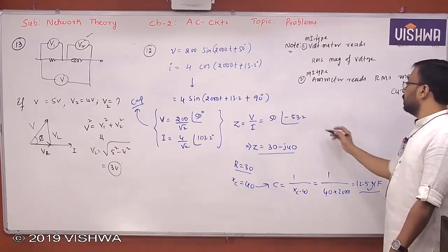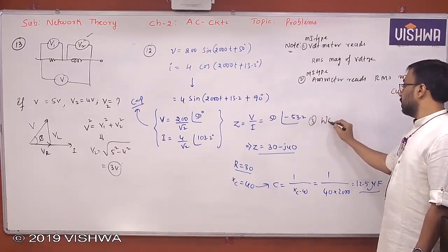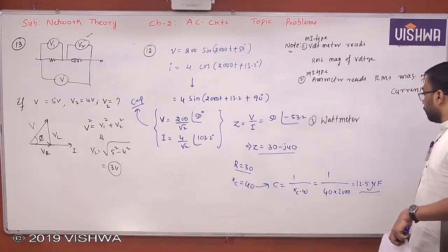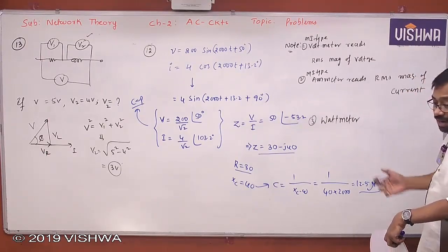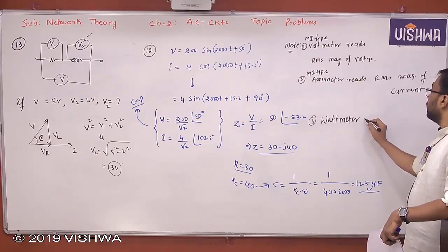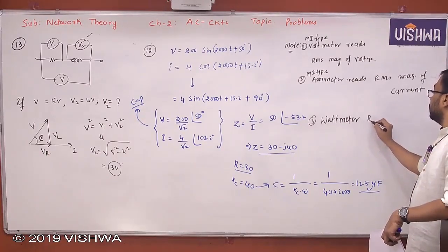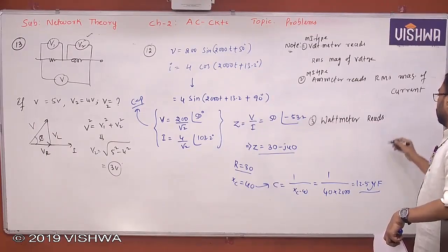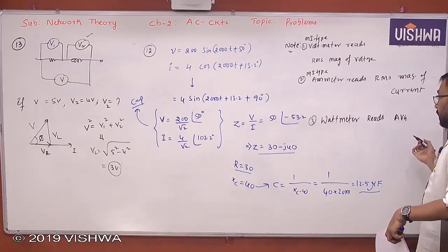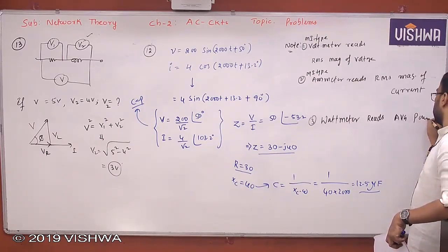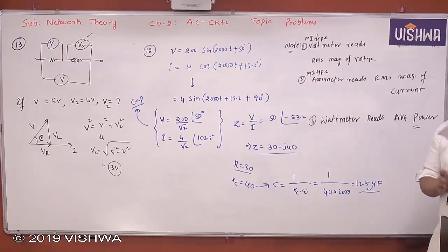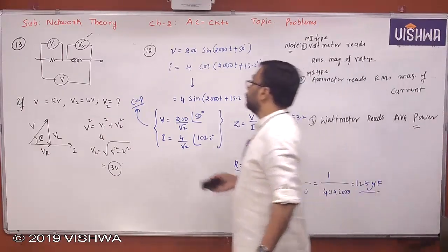Understand? The third one is the wattmeter. Okay? Wattmeter, dynamometer type wattmeter. I think you might have studied it in your measurements part. Wattmeter reads the average value or real value, real power, average power. These are all important points to be noted.